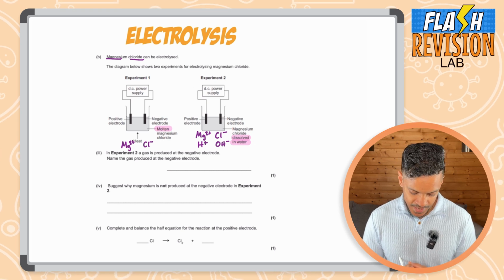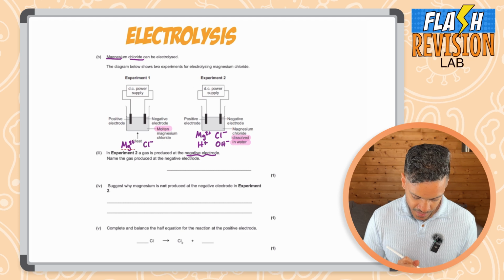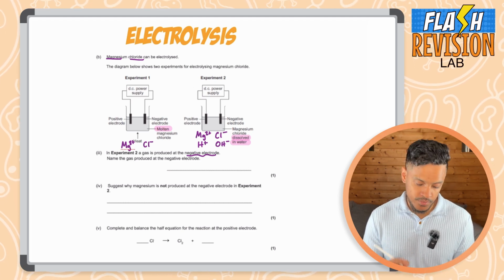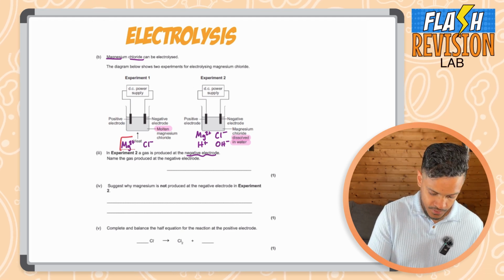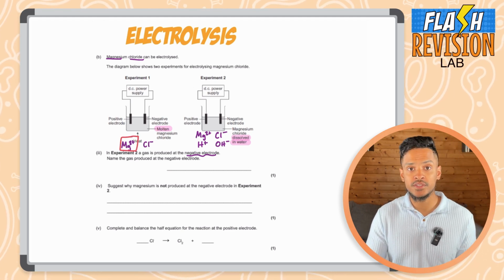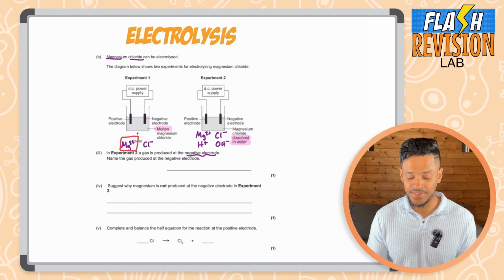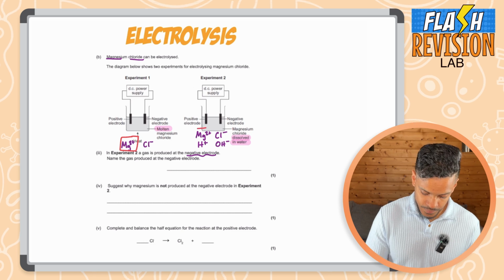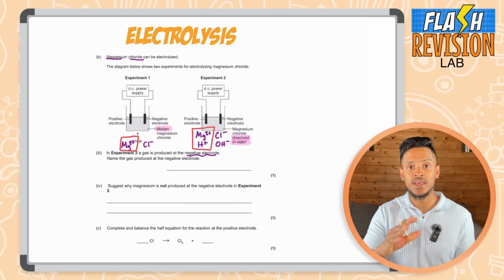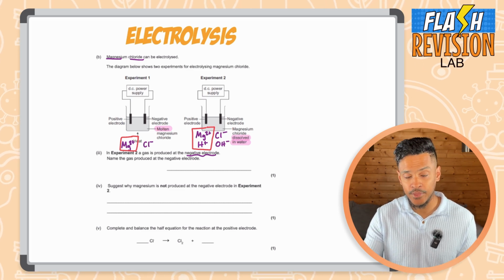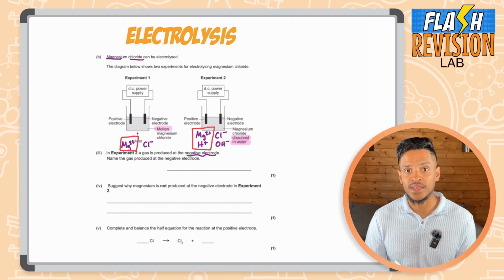The question says, in experiment 2, a gas is produced at the negative electrode. Name the gas produced at the negative electrode. If this was a question for experiment 1, the negative electrode will attract the positive ion, which in this case is Mg2+. So you can automatically say magnesium metal is produced at the negative cathode. But here for experiment 2, because it's in solution, we've actually got two different possible ions that could go to the negative electrode, the cathode, and discharge. And you need to know the rules of how to decide which one gets discharged.